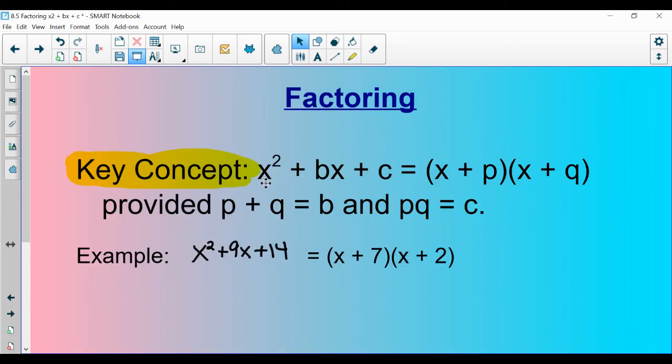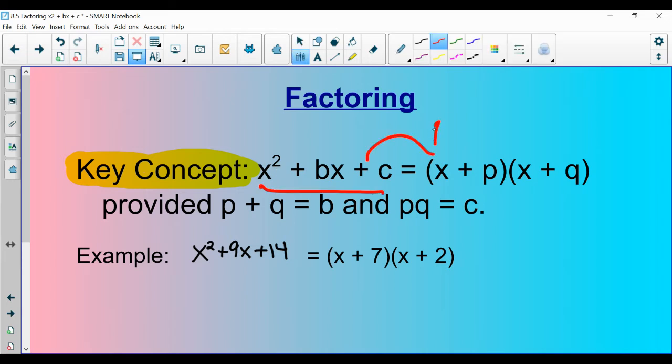So we're going to be given a statement that looks like this. And we're going to be turning it into this. And that's called factoring. Here's the thing that makes it work. P and Q are going to add to the middle term, and P and Q are going to multiply to the last term. That's how this is going to work.